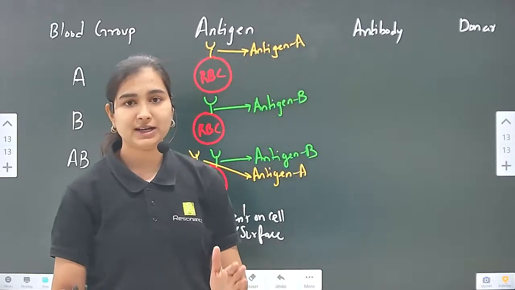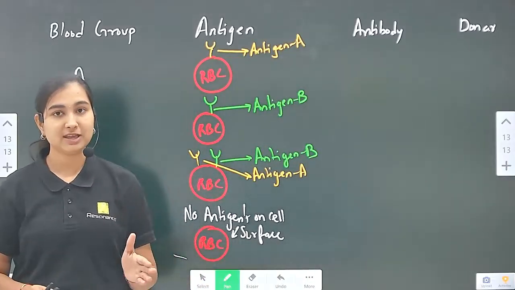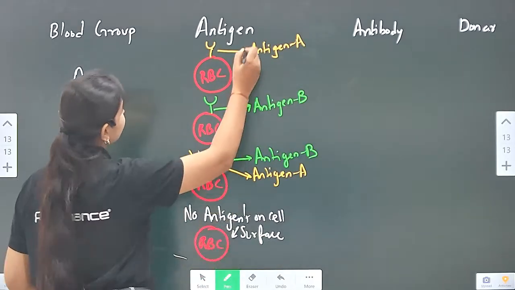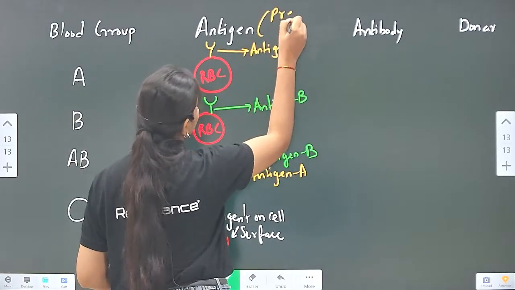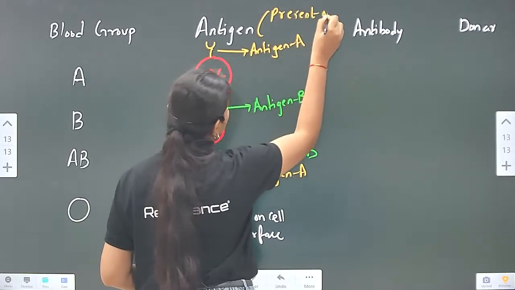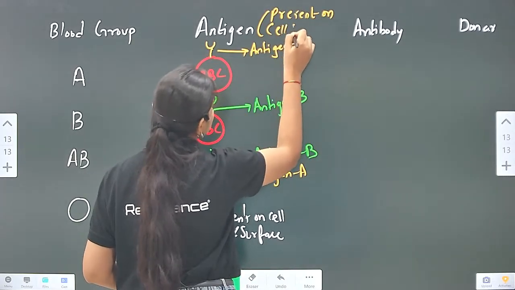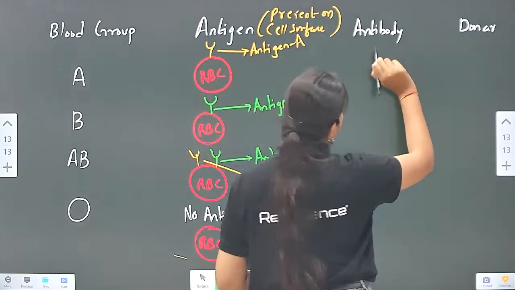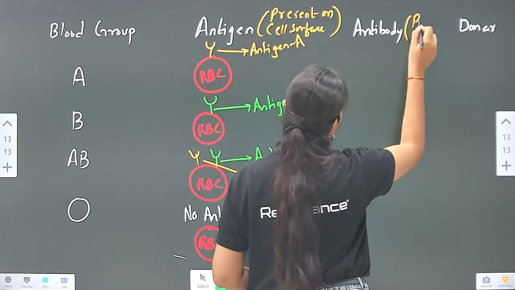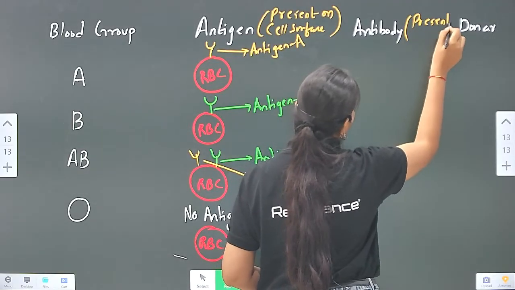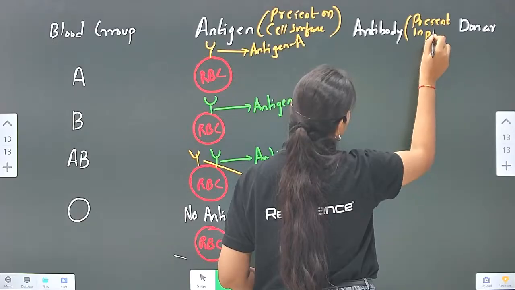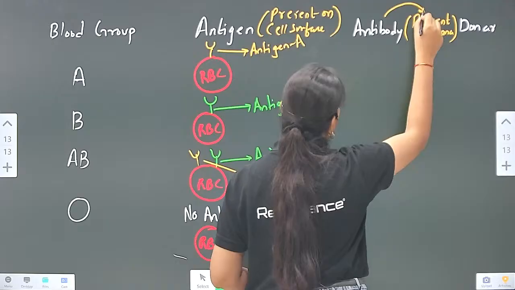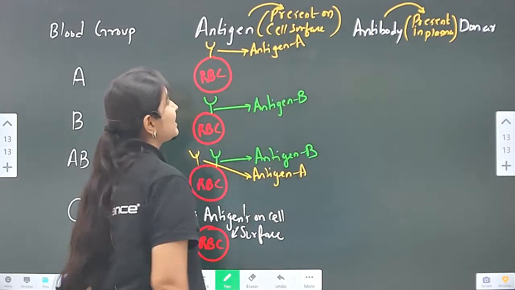Now what did I tell you? Antigens are present on the cell surface, and where are the antibodies present? You can write down: antigens are present on the cell surface. The antibodies are present in plasma. Got my point? They are present in the plasma.